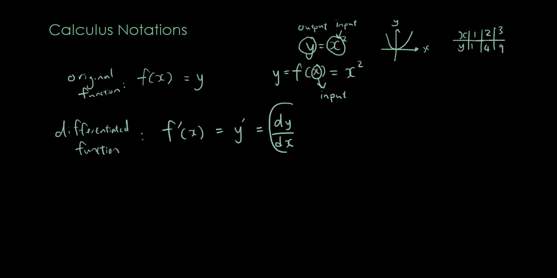So what is dy dx? Well, you know what it is because it's the gradient function. It's the differentiated function of y. But you can see where this comes from because basically the derivative of y is found by getting the limit of change in y over change in x as change in x approaches 0.